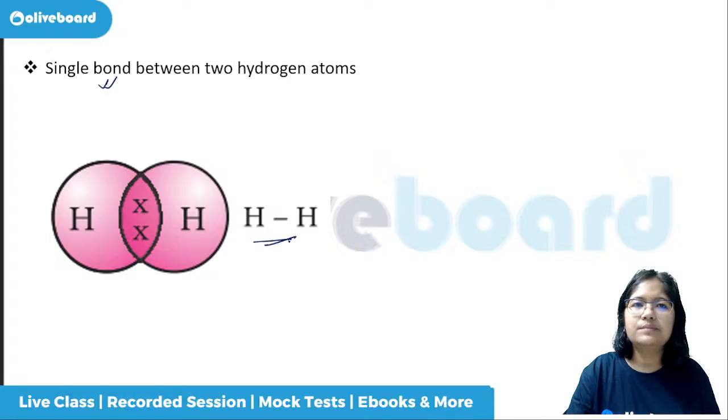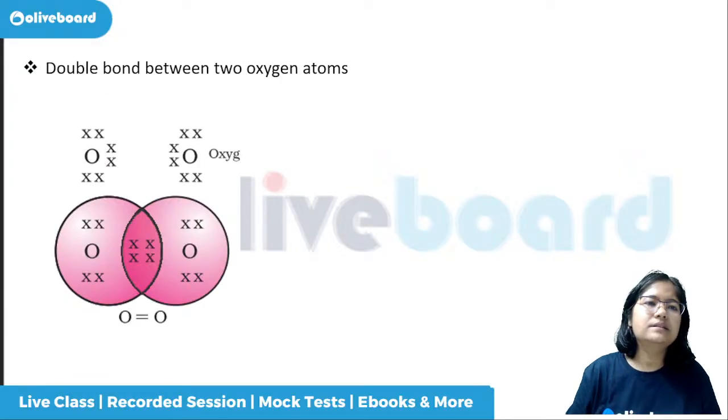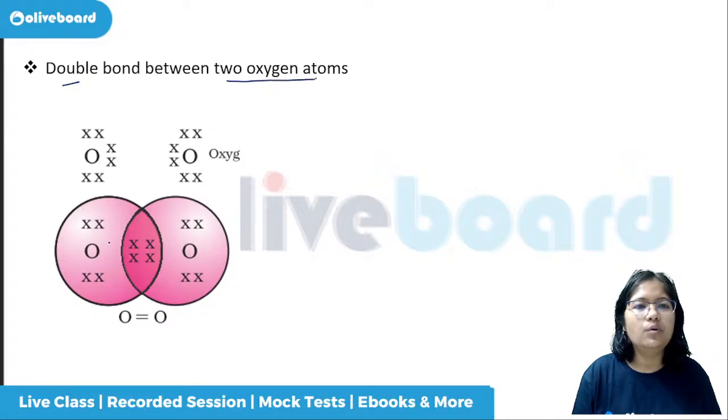So what bond is there between two hydrogen atoms? There is the single bond. Now coming to the oxygen atom. If there are two oxygen atoms, correct Florence.